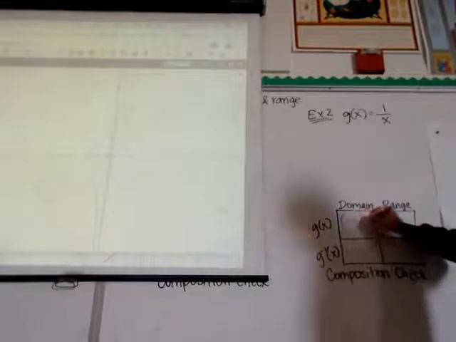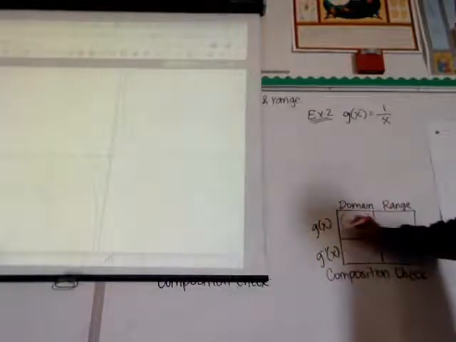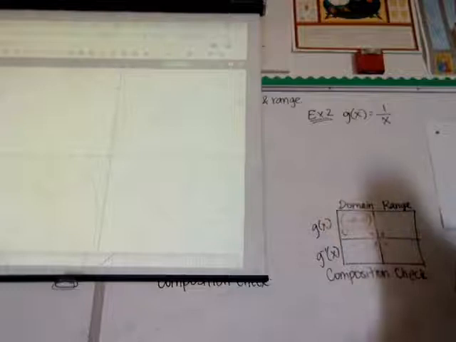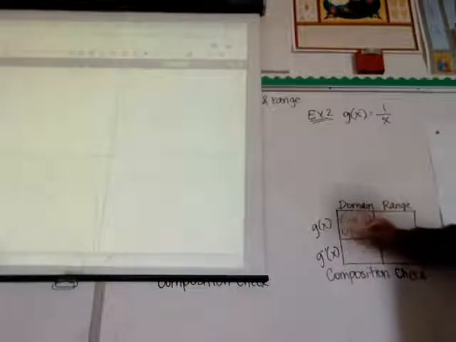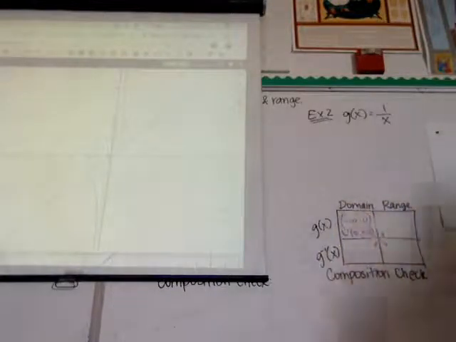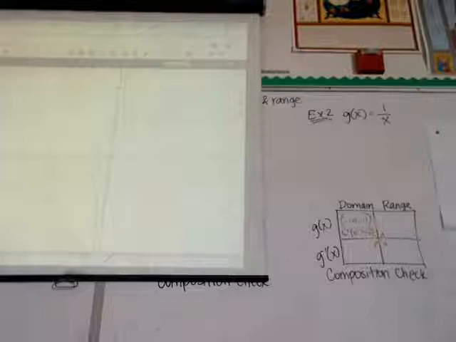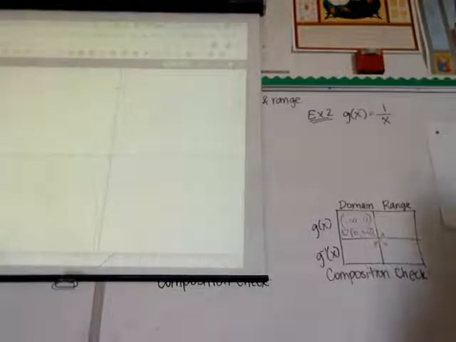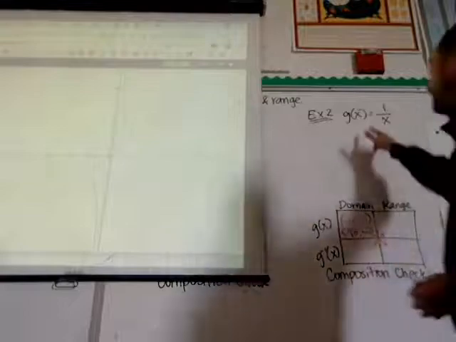Get in there. Negative infinity to 0, union, set notation, 0 to positive infinity. I want you to go ahead and do that as well for the range and then switch them. Actually, they're going to all be pretty similar here. But this is a pretty straightforward function.